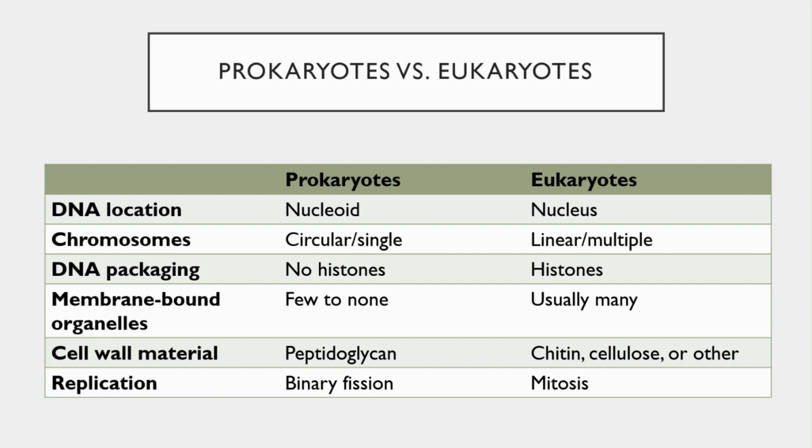Prokaryotes have a strong material in their cell walls that is called peptidoglycan. That lends to the strength, structure, and shape of the cell. Depending on the eukaryote, they may not even have any extra cell wall material, just a membrane. But some of these eukaryotic organisms have chitin or cellulose or other material as well.